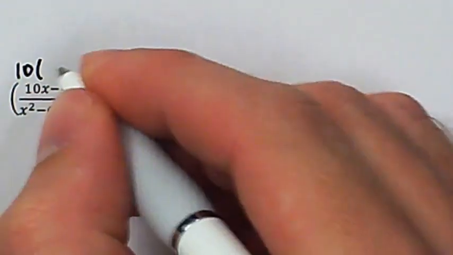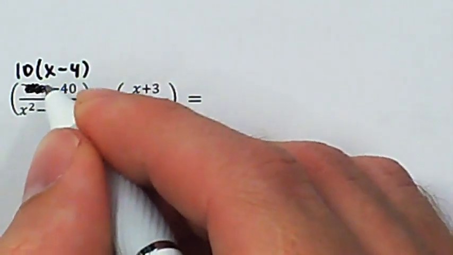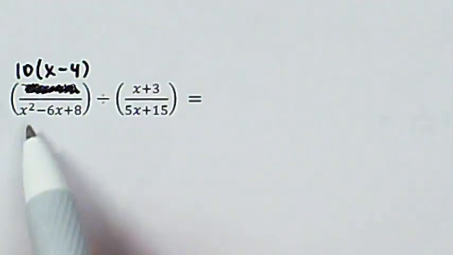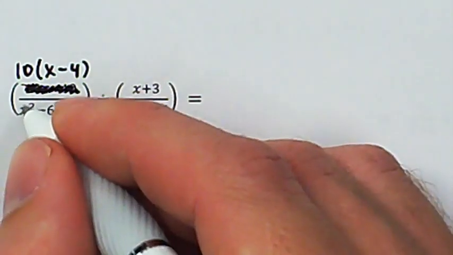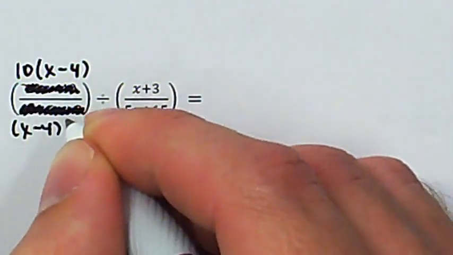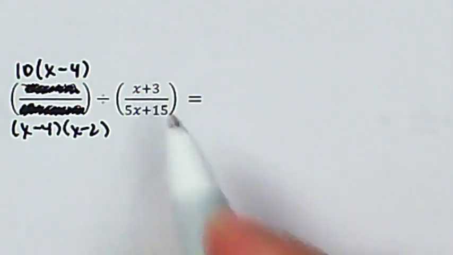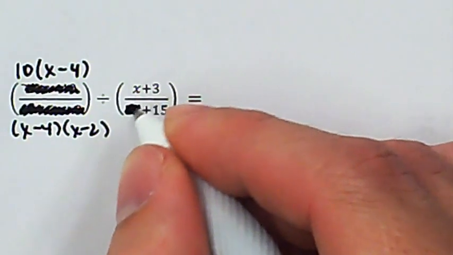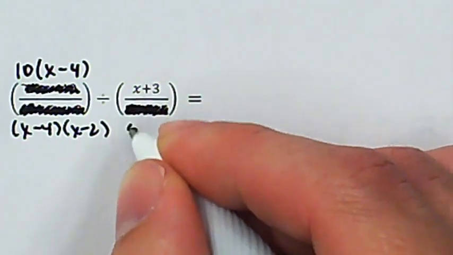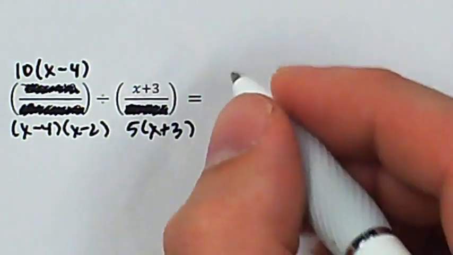So I'm going to factor the 10 out of the 10x minus 40. So I'll have 10 times x minus 4. And I'm going to just scratch that so I'm not distracted by it. X squared minus 6x plus 8, that feels like x minus 4, x minus 2, yes. Okay, so x minus 4, x minus 2. X plus 3, there's not anything I can do with x plus 3, but 5x plus 15 can be factored. I'm going to factor out the 5, and I'll be left with an x plus 3. And if you want to cancel this stuff off before rewriting as multiplication, you can do that. That's fine. I'm just not going to do that.